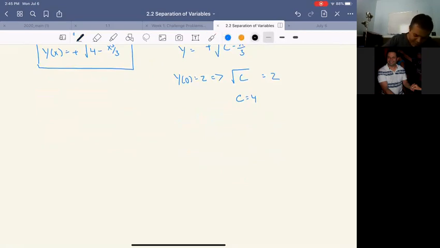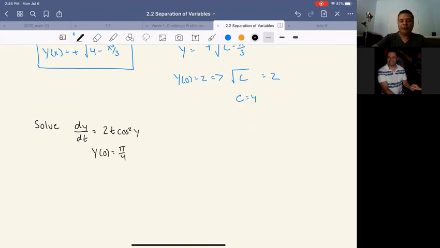Let's solve dy dt equals 2t cosine squared of y with y of 0 equals pi over 4. All right, so we're going to go ahead and solve this.